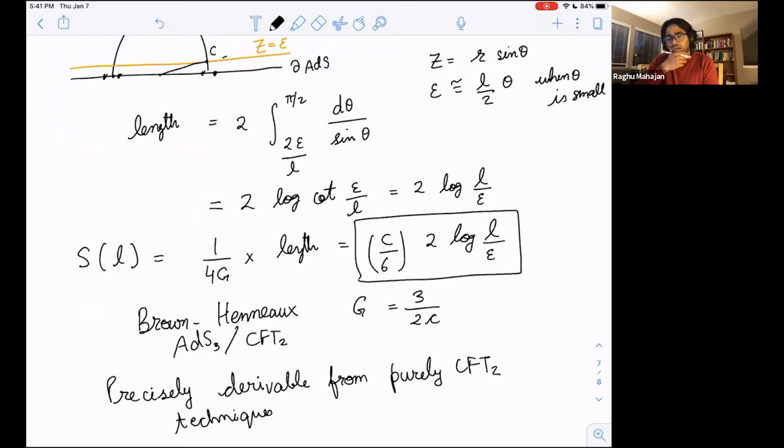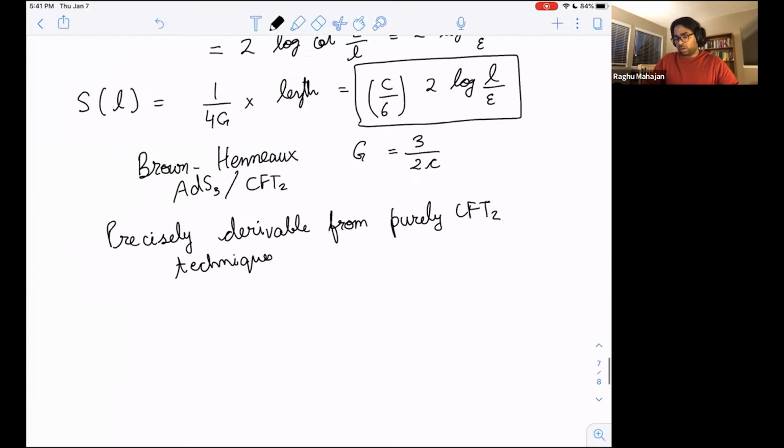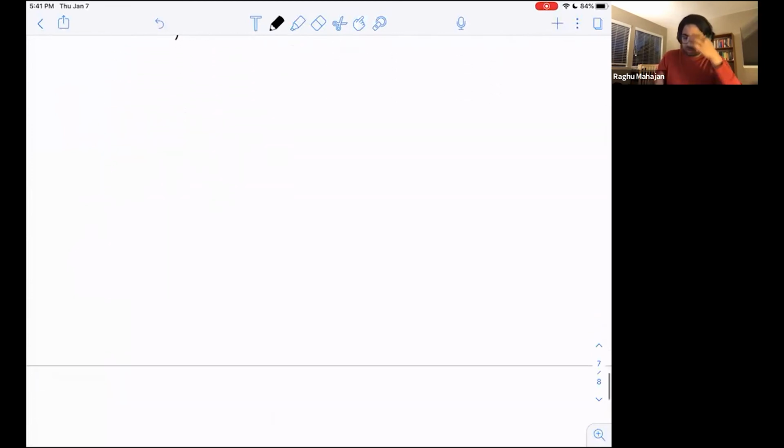Okay, are there any questions about this derivation? This C over 6 will come again and again in our discussions. Anyway, okay, so I just want to generalize this quickly. So we got a result which is C over 6 times 2 log L. Let me delete the epsilon. It's always there. This is the answer for the entropy. This is also equal to, of course, C over 6 log of L squared.